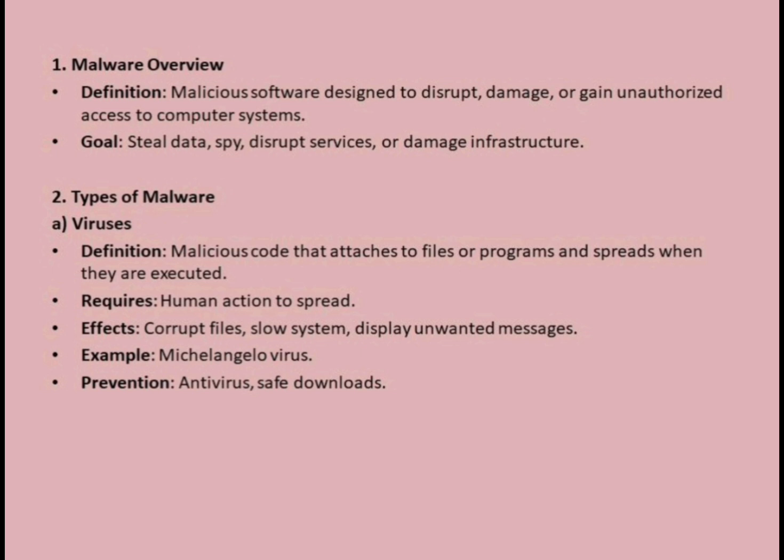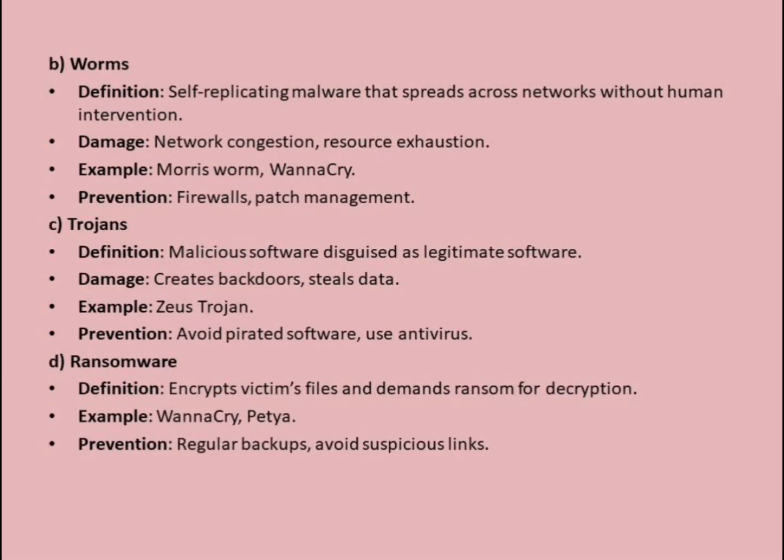A well-known example is the Michelangelo virus. To protect against viruses, users should install antivirus software and avoid downloading files from untrusted sources. Worms are more dangerous in terms of spreading speed because they do not need human action. Instead, they self-replicate and spread across networks automatically, often leading to network congestion and system slowdowns. Famous worms include the Morris worm and WannaCry. The best protection against worms includes using firewalls and keeping systems updated with the latest security patches.